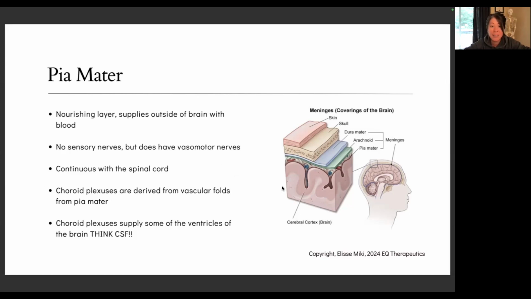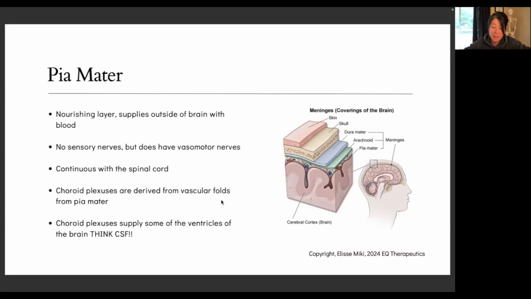Now this layer is continuous with the spinal cord. Okay, so it's not pictured here. It will be in images coming up, but that pia mater is actually going all the way around and it's going to be continuous with the spinal cord as it heads down and around the entire cord.